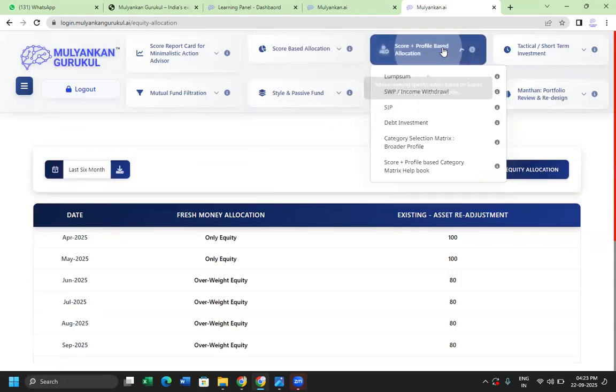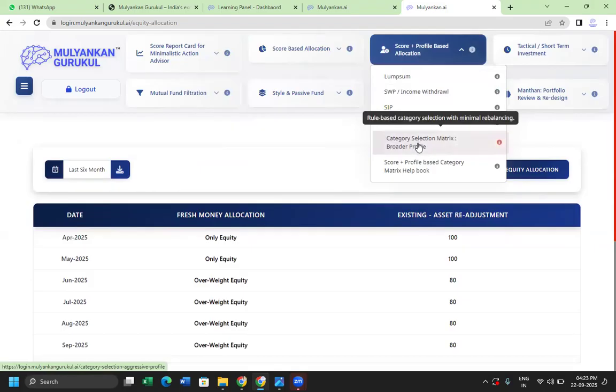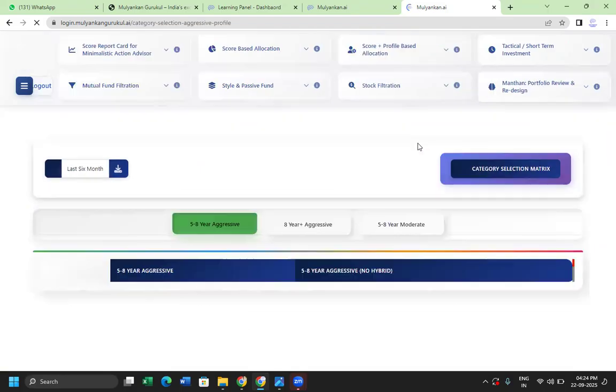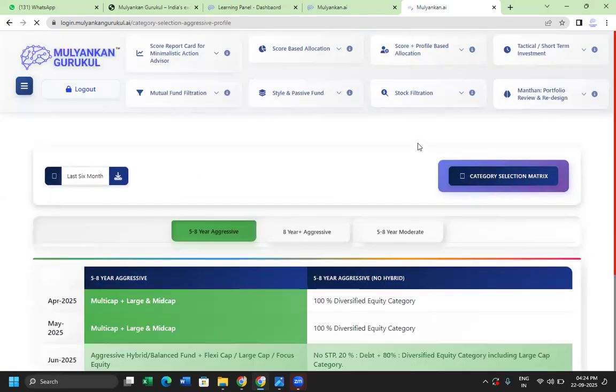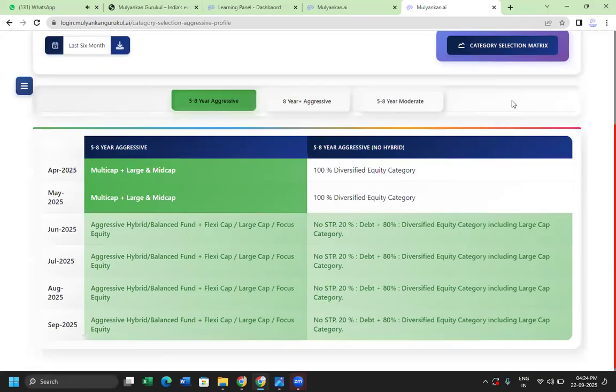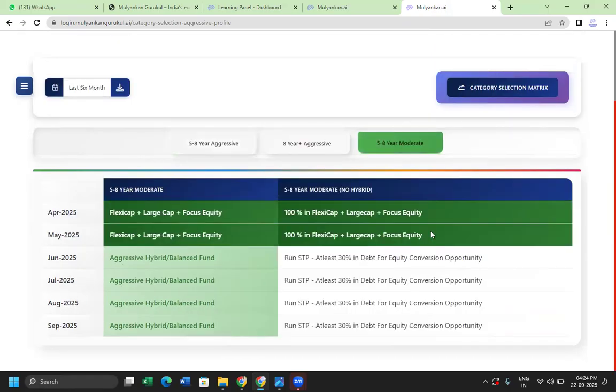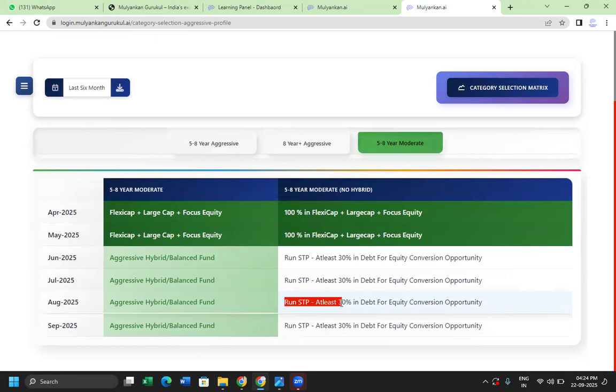On the business score plus profile, you will get the broader guidance from here. You can click on the profile and it will give the broader guidance. Intentionally, we have not given the 3 year time horizon, because 3 year time horizon should not go into the equity market. So it will start from 5 years. So suppose a 5 to 8 year moderate investor is coming to you, it is telling you to run the STP and at least 30% should be in debt for equity conversion opportunity. That means 70% should be transferred to the equity right now.